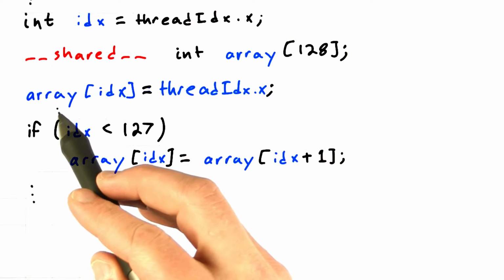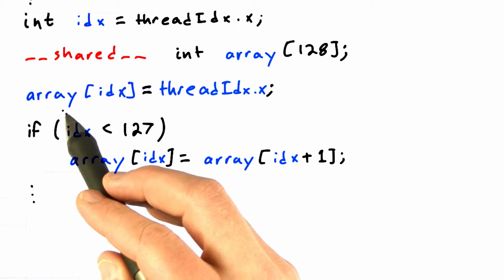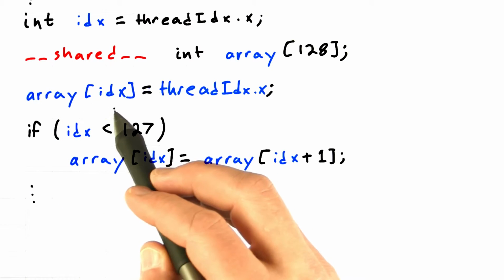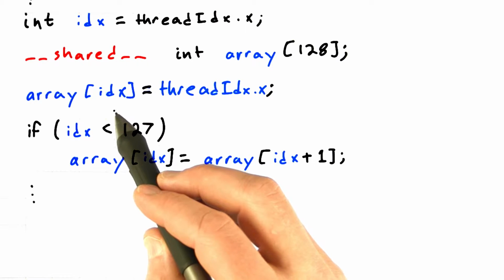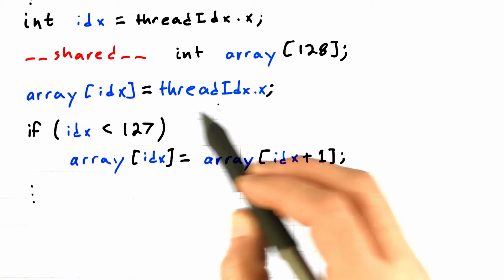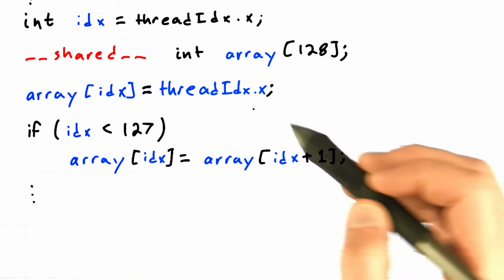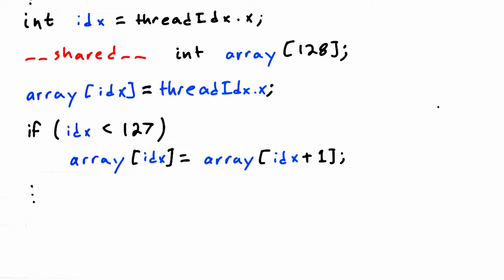Every thread is going to write into a single element of the array corresponding to its thread index. And the thing that it's going to write into that element of the array happens to be its own thread index. Okay, so this is going to load up that array with 1, 2, 3, 4, and so on. And that's just to put something in the array that we can play with.